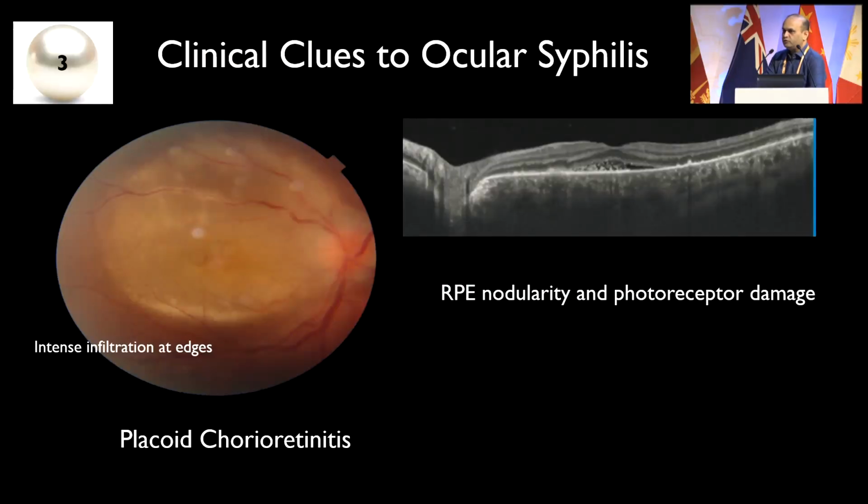Now, clinical clues to some very common disorders which we have started seeing more and more in our clinics, and which should not be missed because these are obvious clinical diagnoses where you just need to order a lab investigation to confirm what you're dealing with. So, a placoid chorioretinitis with more intense infiltration at the edges. This is what you need to remember. You see a placoid chorioretinitis lesion with more intense infiltration at the edges. Get an OCT through that and you see photoreceptor damage and RPE nodularity. Put both of these together, you are probably dealing with ocular syphilis. So that's one clue to diagnose ocular syphilis.